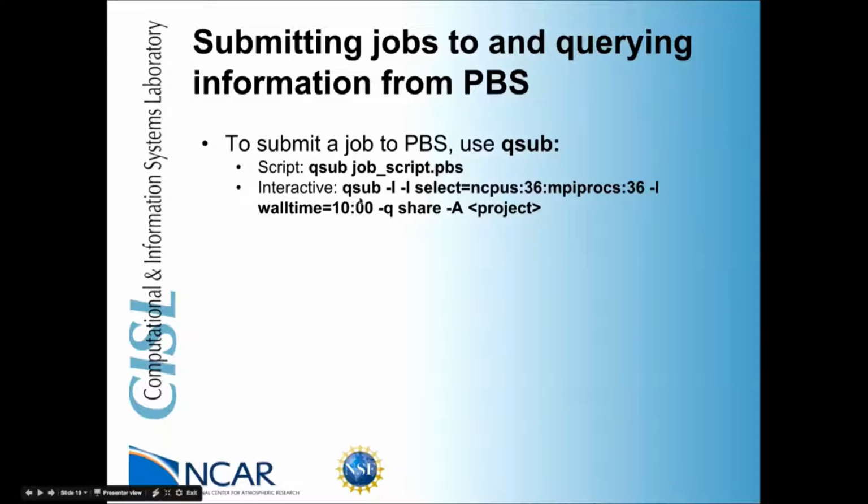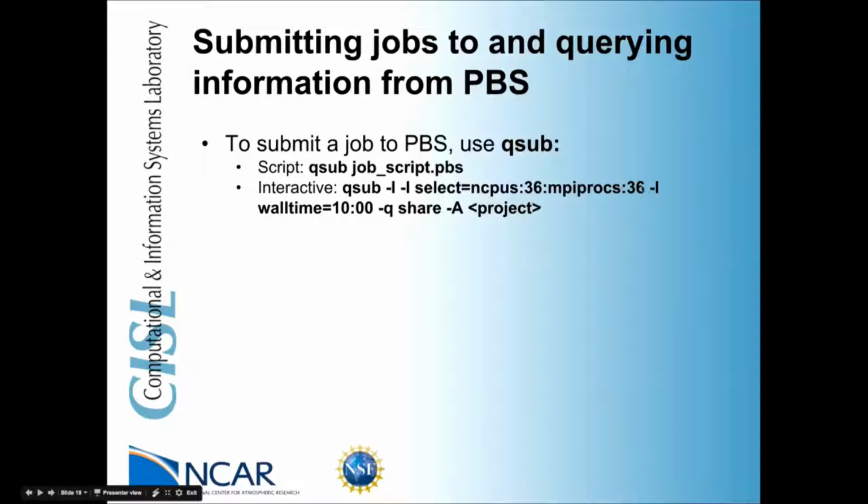This is the full command, so I would do a qsub -I and then -l. I'm sorry that those look the same. That's just the font, but that's a capital I and lowercase l. Here I'm requesting one node. I don't have to write the number 1 if I'm only asking for one of them. So select equals one with 36 CPUs, 36 MPI processes.